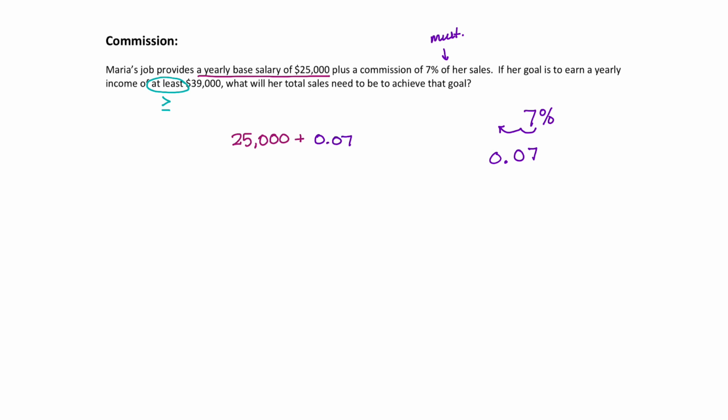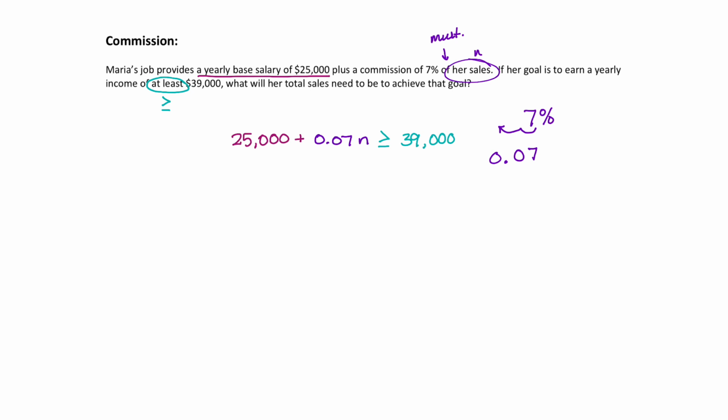I'm going to say N for the number of dollars, D for dollars, S for sales, doesn't matter. So that's how much her sales are, N. If her goal is to earn a yearly amount of blah, blah, blah, then she wants to be at least 39,000. There's my inequality. I need to solve that, and here we go.